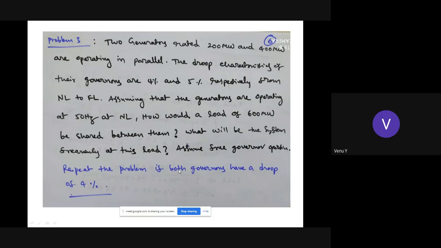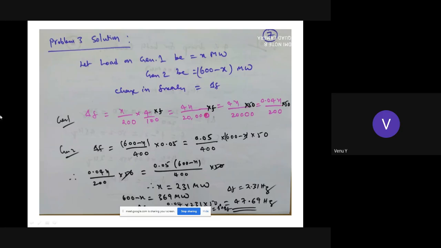And repeat the problem if both the governors have the same droop, that is 4% instead of 4 and 5. So this is question number 3. Now let us solve this problem. Let the load on generator 1 be x megawatts. We don't know the load on generator 1, so let it be x megawatts.